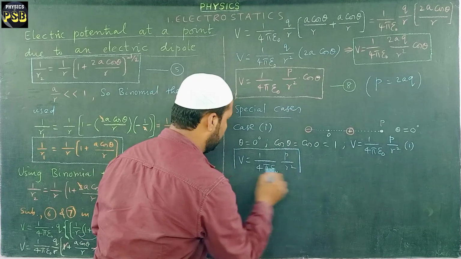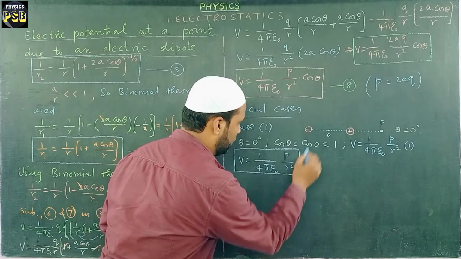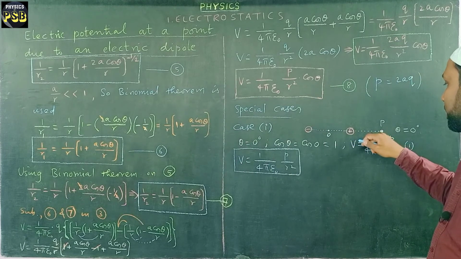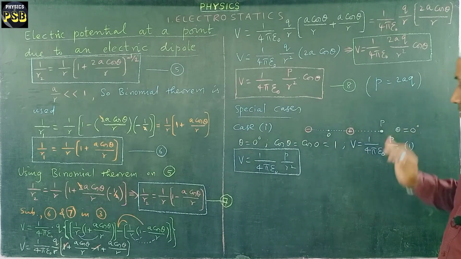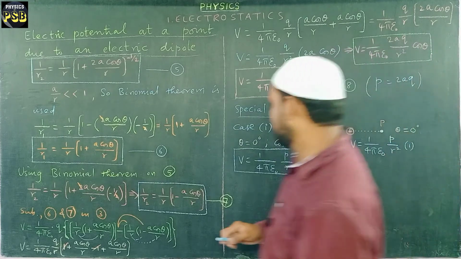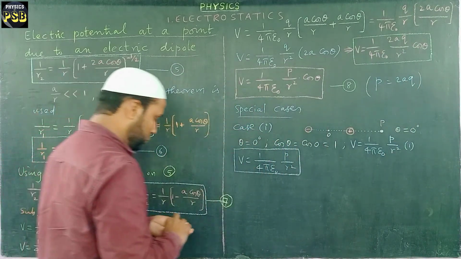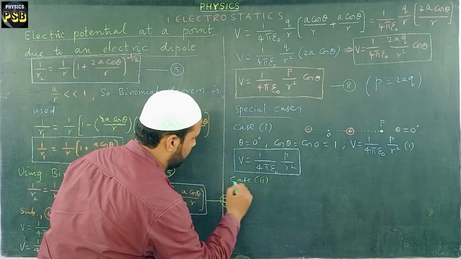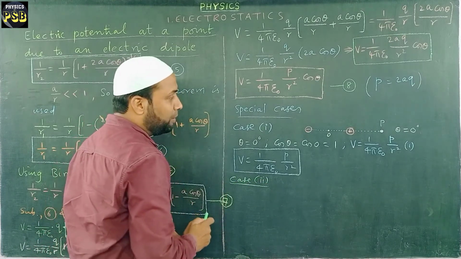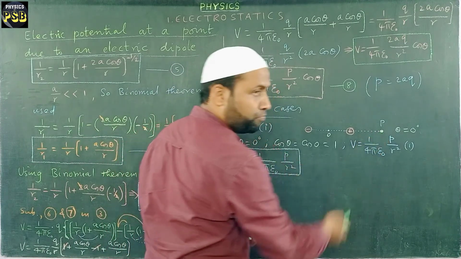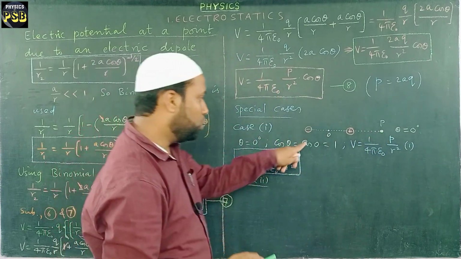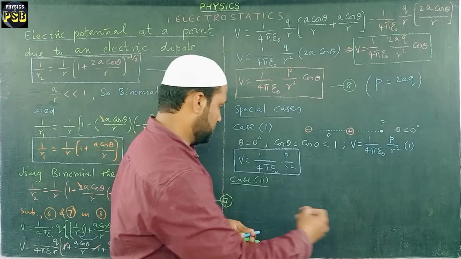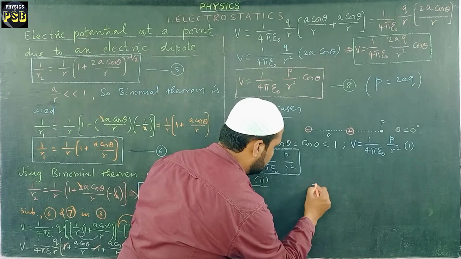So for the first case, V is nothing but p upon r square times 1 over 4 pi epsilon naught. This is the electric potential at a point taken along the axial line, kept near the positive charge. Okay, then I go to the next case, case 2. Now I take a point P along the axial line towards the negative charge. The diagram will appear something like this.